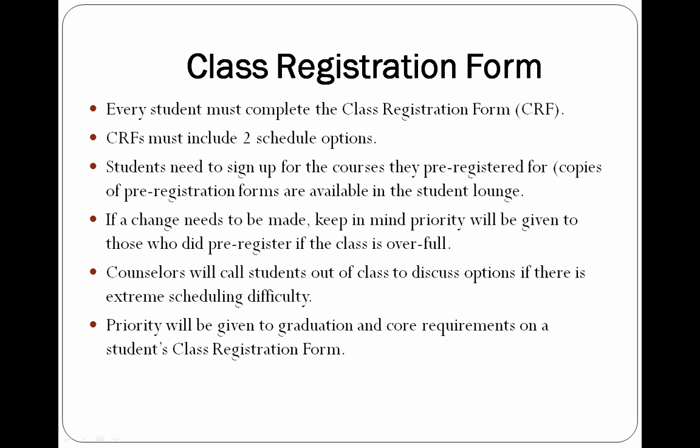If you have a major conflict when creating a schedule, or if you're missing a course, there is space on the class registration form to note major conflicts or alternate choices. There's no guarantee there will be space available in those added classes, but we'll make every effort to fill each student's schedule with appropriate coursework. If we find a major conflict with a student's schedule, we will call you out of class to discuss what your scheduling options are. And when scheduling, we will always give priority to graduation and core requirements listed on a student's class registration form.